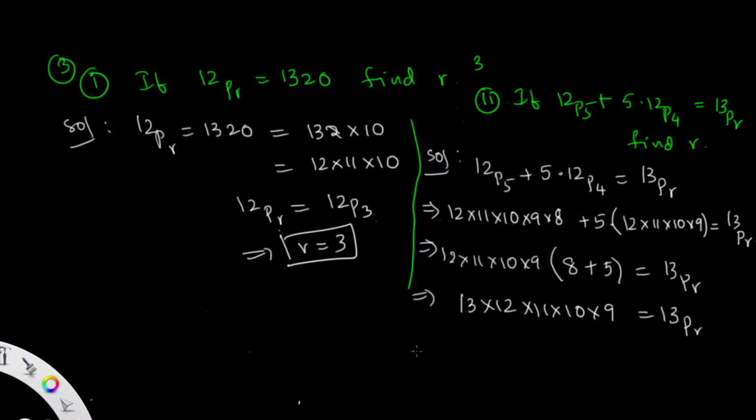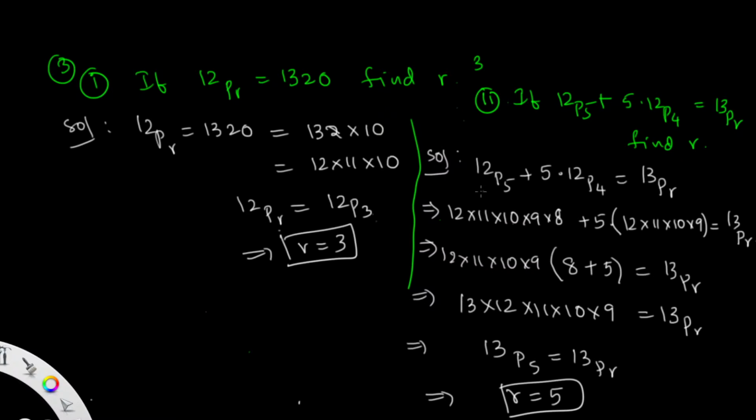So this is written as 13. How many terms? Starting with 13, writing up to 9, that is 1, 2, 3, 4, 5 terms. So 13P5 is nothing but this. So 13PR, on comparing both sides, you get R equal to 5. That's all.